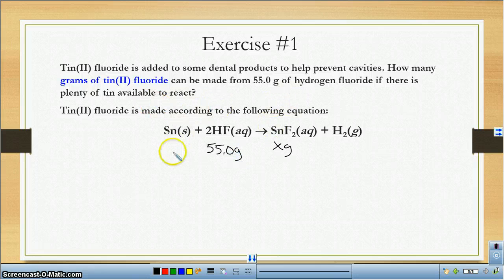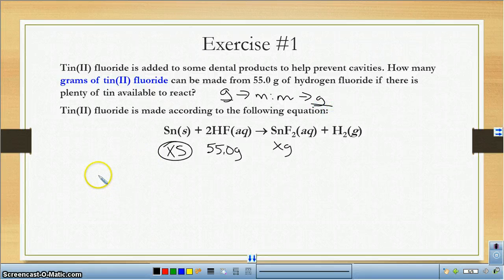If there is plenty of tin, so excess tin, we don't have to worry about how much tin that we're dealing with here because we're going to have plenty. So I know grams to moles, mole to mole ratio, and moles back to grams is where I need to start. So we are at grams and we want to get back to grams. So this is really similar to the last problem that we did, where we're going to first of all start by changing grams of hydrofluoric acid to moles.